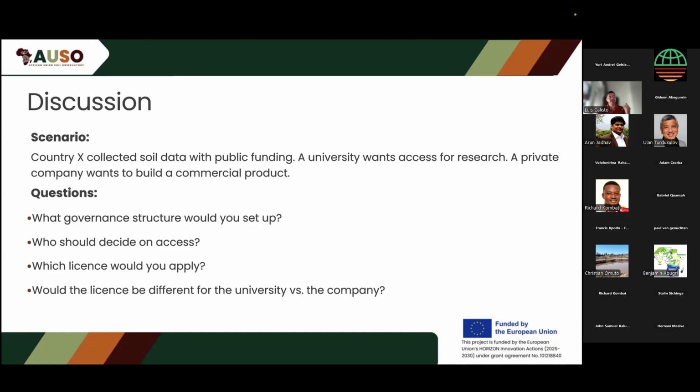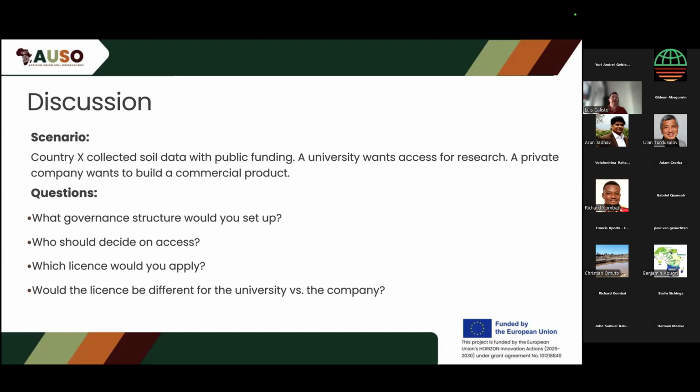The question is, what governance structure would you set up? Who should decide the access? Which license can you apply? And would the license be different for the university or the private company? So these are all questions. I have my own answers, but what I want to tell you is, depending on the use case, the country, the institutes, these questions are important to answer, but there is no one answer to fit them all. So when you have a project like AUSO and like soil data and data in general, it's important to think about these possibilities and these questions.